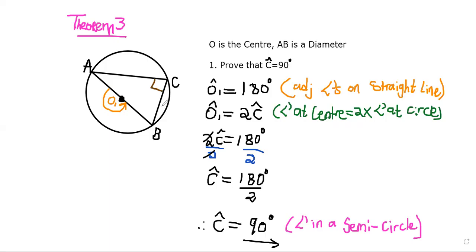That's why in this question they normally say, prove that angle C is 90 degrees. To prove it, you use the steps I've just shown you. AB is a straight line because they told you it's a diameter, so angle O1 is 180 degrees, the sum of angles on a straight line. Then angle O1 is equal to 2 times C, based on Theorem 2, angle at the center equals twice the angle at the circumference. Then you find C is 90 degrees, angle in a semicircle.